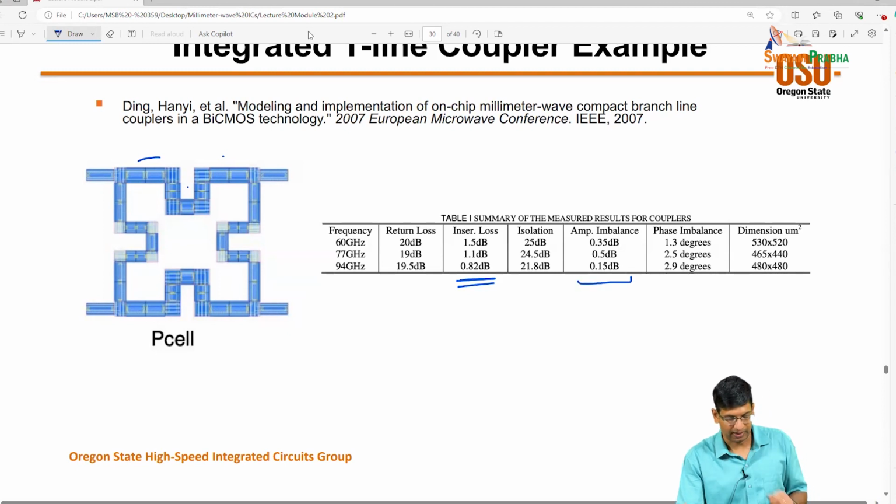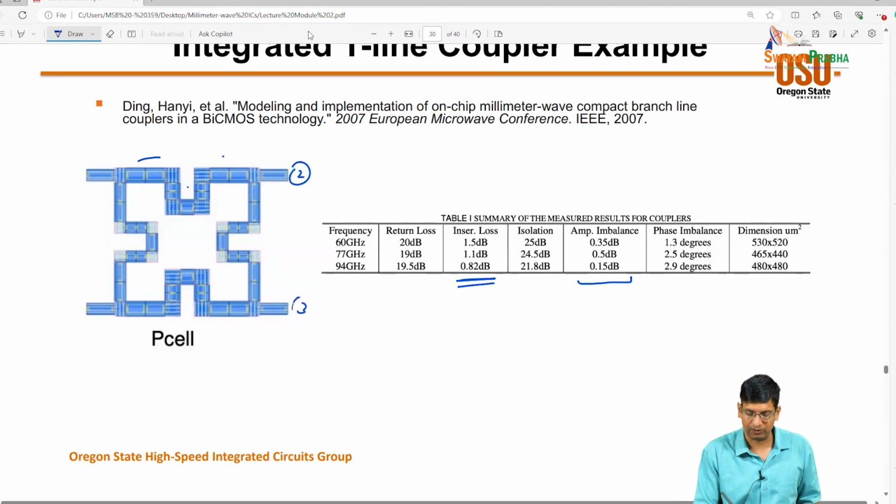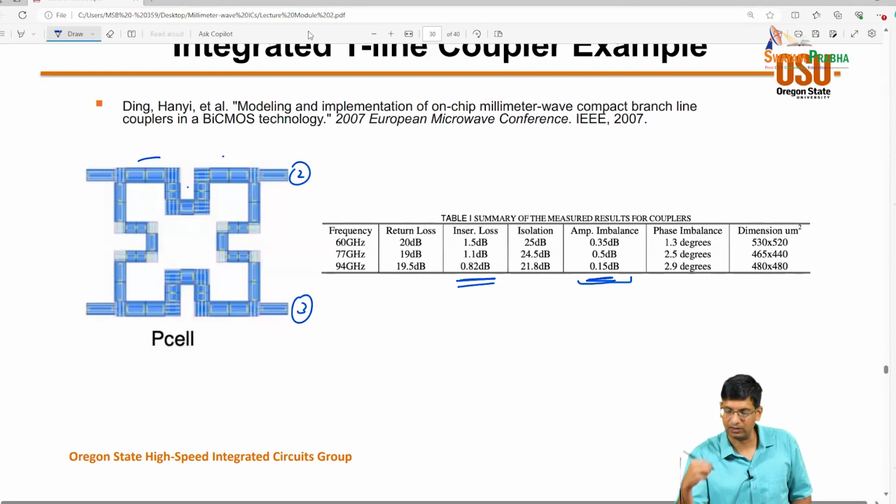This amplitude imbalance is basically talking about how much power difference do you have between port 2 and port 3, right? So they can be pretty close to each other. The phase imbalance is basically talking about how much, between 0 and 90 degrees, what kind of split that you have, right? And the area you can see here with all this sort of meandering, it's still quite big, right? 480 by 480 is quite big in an integrated implementation. We will look at other compact quadrature generation approaches, but this to the first order gives you a sense of the areas that we use.